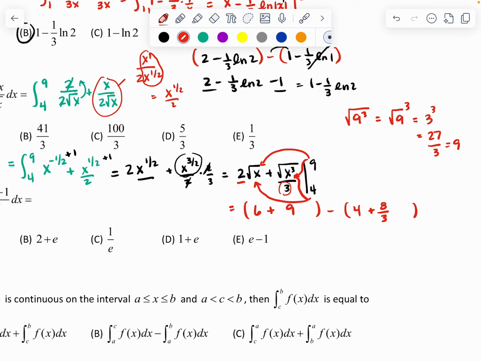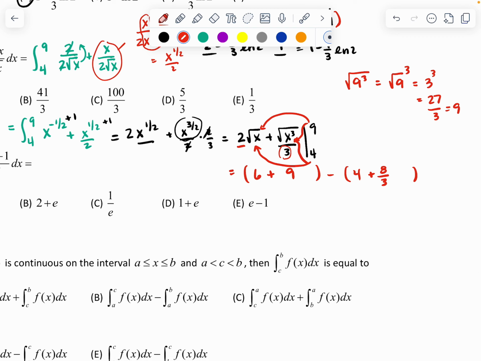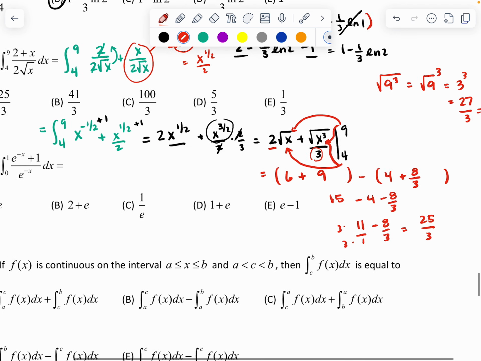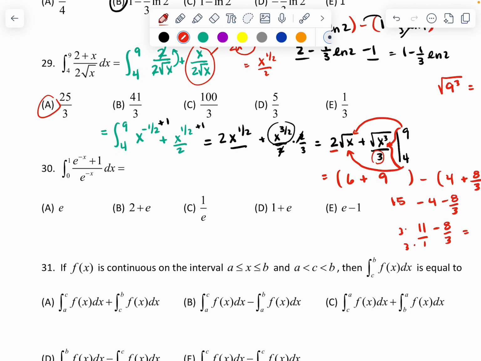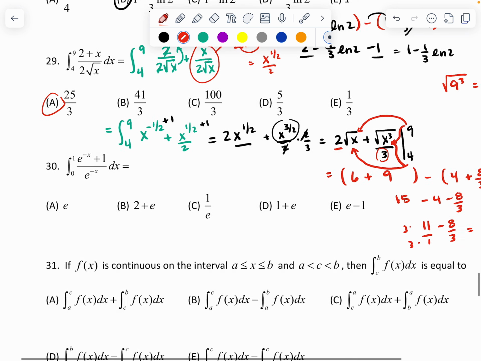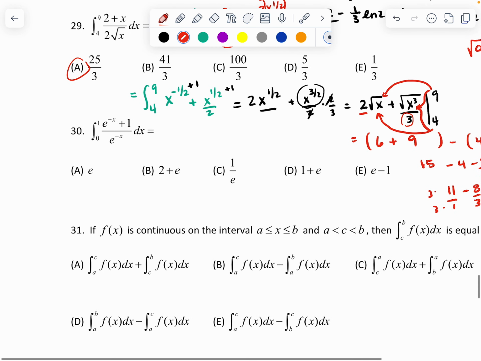Ew, this thing's getting even worse. 6 plus 9, that's 15. And then minus 4 minus 8 over 3. 15 minus 4 is 11. 11 minus 8 over 3. Make a common denominator. So this is 33 minus 8, which is 25 over 3. Yeah, that was pretty gross. Is that answer even there? Yeah, Dave. All right. Okay, number 30 looks awful, but actually it's not that bad.